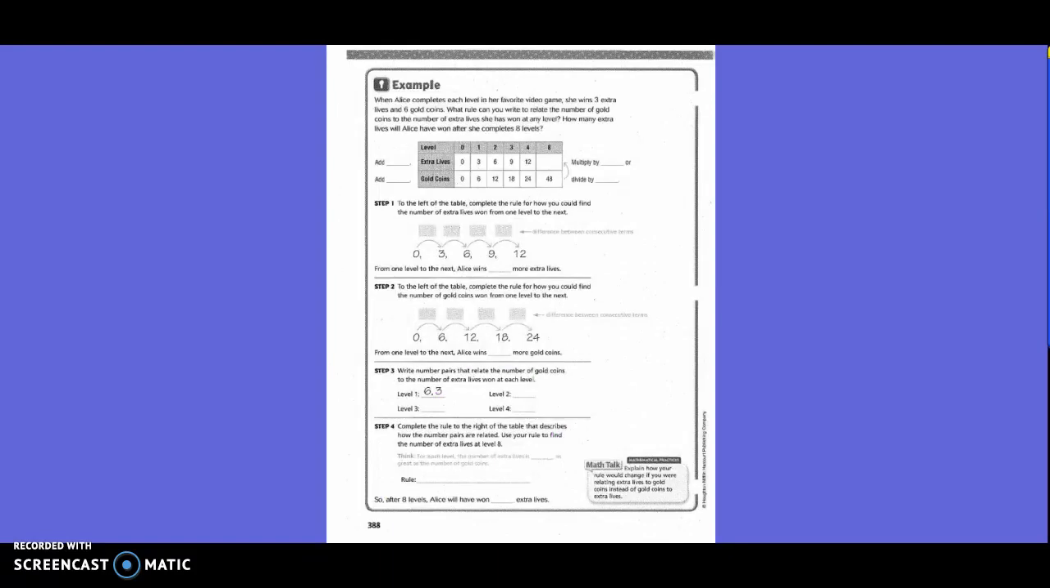Example, when Alice completes each level in her favorite video game, she wins 3 extra lives and 6 gold coins. What rule can you write to relate the number of gold coins to the number of extra lives she has won at any level? How many extra lives will Alice have won after she completes 8 levels? So basically we need to find out the rule of how we got from 0 to 3 to 6 to 9 to 12. What are they doing? They already told us that they're adding by what? They're adding 3.